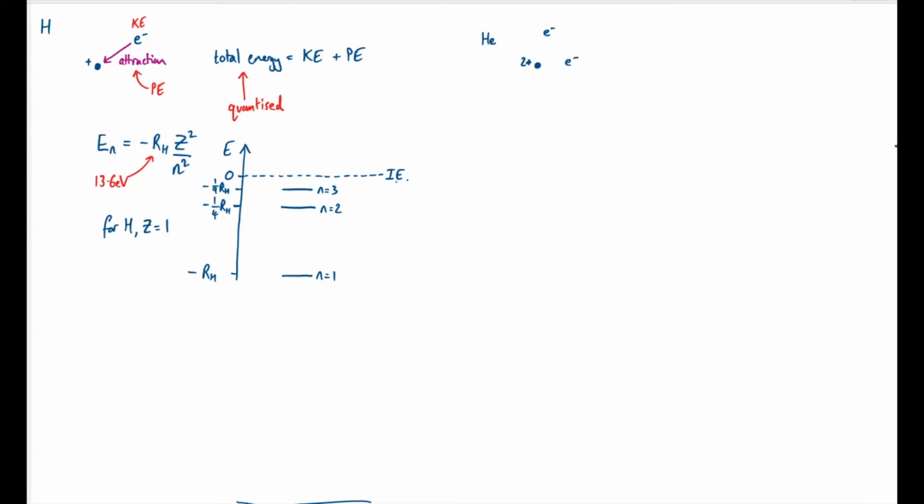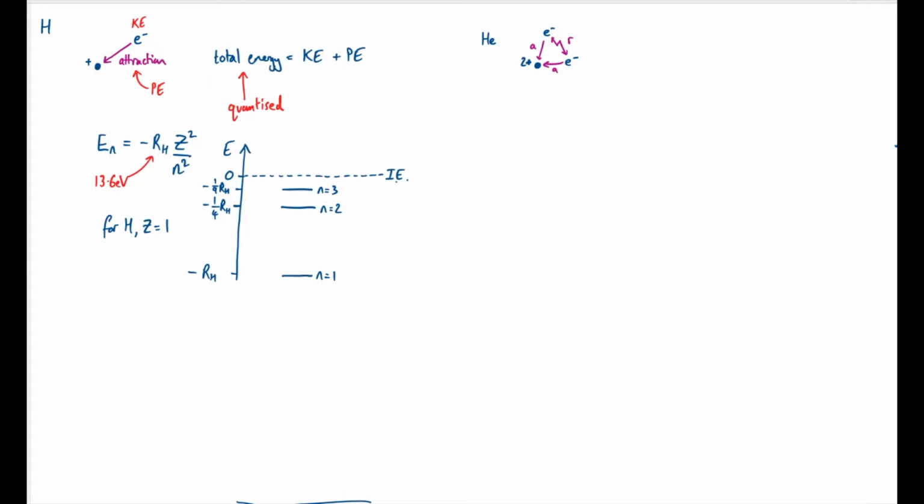Now, there are still attractive forces for these electrons, but there's also a new interaction that can occur here, which is a repulsive force between the 2 electrons. This situation is much more complicated to think about. It's a three-body problem, even just considering the classical kinetic energies and potential energies for the system.